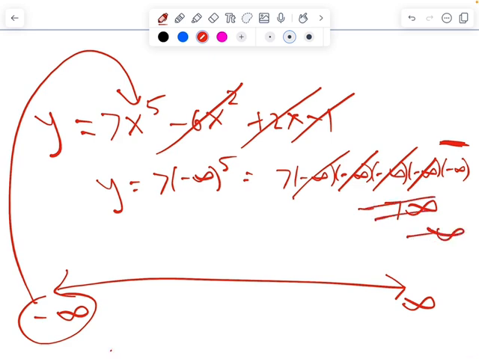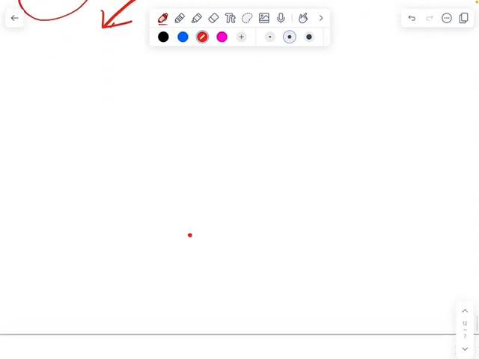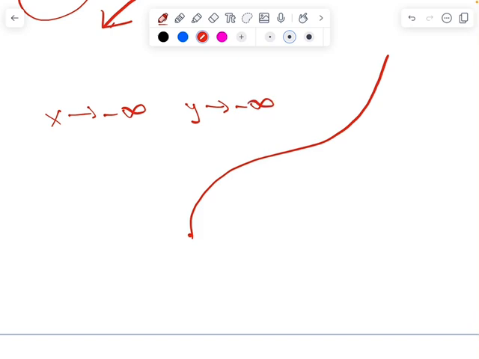So that means over here, as I approach it on this side, I'm going down to negative infinity. And now as I approach it to the right, y is equal to 7 times positive infinity to the fifth. Well, everything here is positive. Infinity is positive, infinity to the fifth is positive, 7's positive, and so now as I move to the right, I'm going to be going up. So, describing the end behavior. I've got a graph that looks like this, and as x approaches negative infinity, then y also approaches negative infinity. That's this direction here. And as x approaches infinity, as I move in this direction, as I move to the right, then the y value goes up.